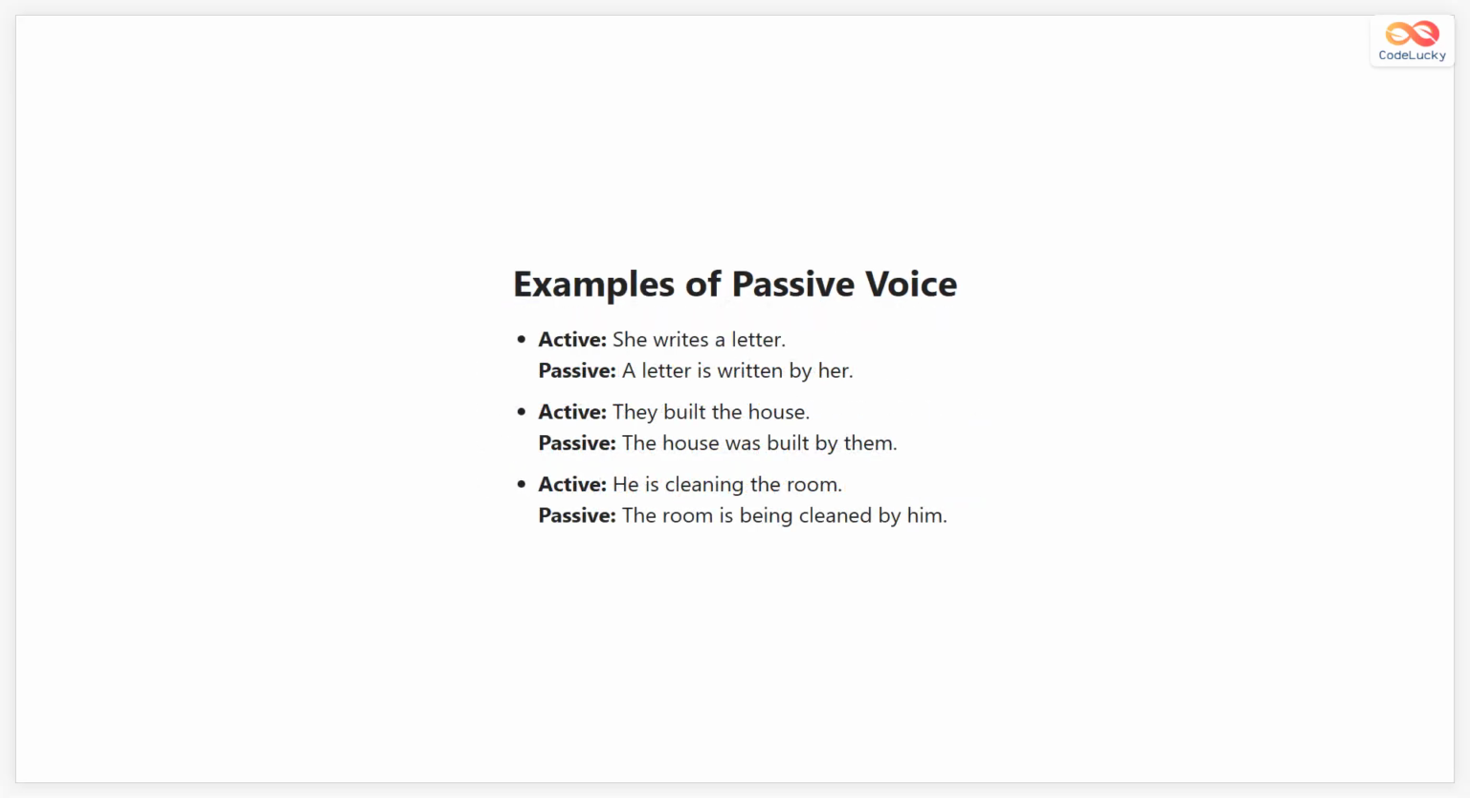Here are some examples to understand the passive voice better. In the sentence, "The dog chased the cat," the active voice shows the dog doing the action. In the passive version, "The cat was chased by the dog," the cat receives the action. Another example is, "They built the house" in active voice, which becomes "The house was built by them" in passive voice.